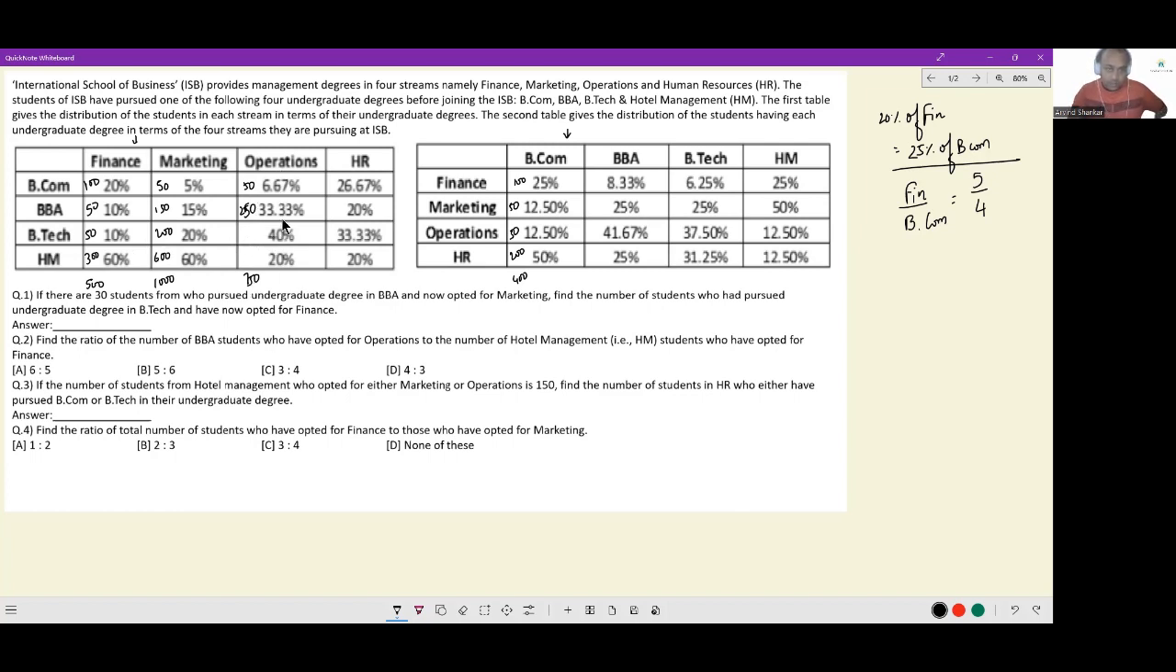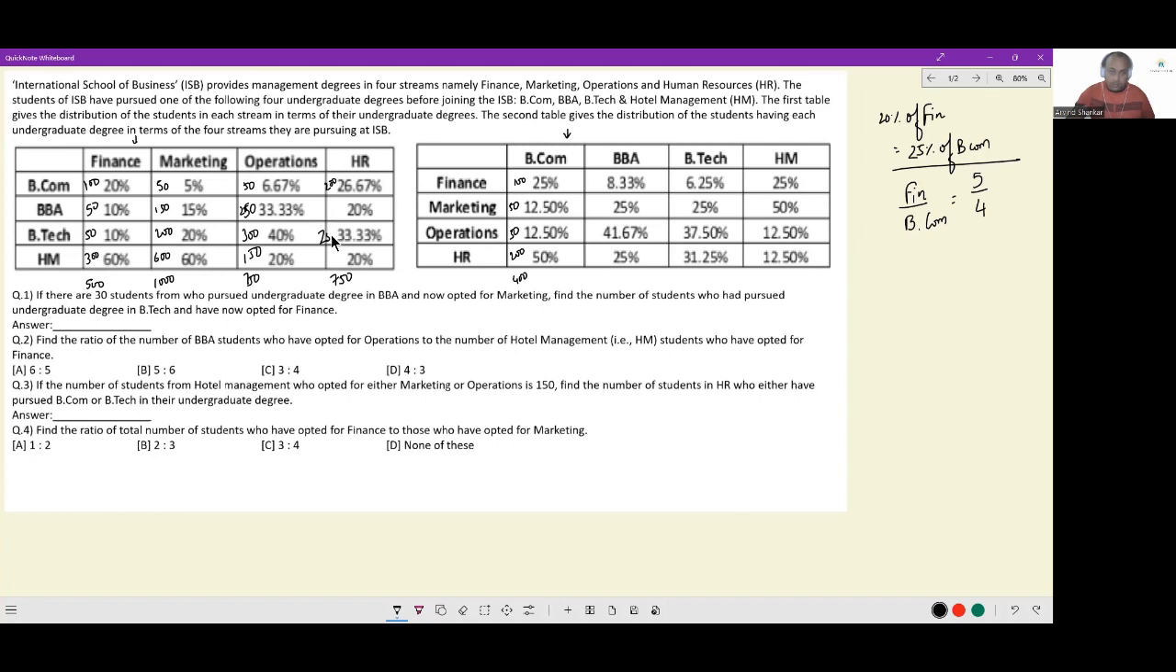Operations and BTech, 40% of 750 is 300. This here will be 150. We have all the population, all the combinations. Now for HR, we have 200 here. Now 200 is 26.67%. 26.67% is as good as 4 by 15. If 4 by 15 is 200, 1 by 15 is 50 again, so the total population is 750 again.